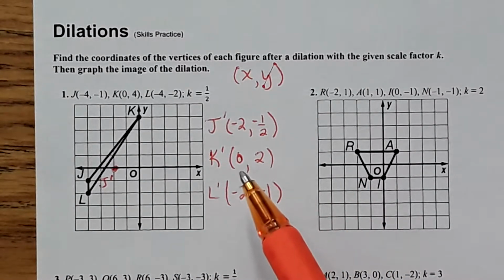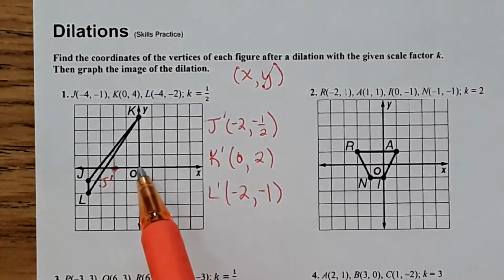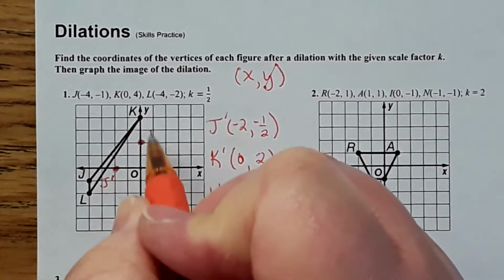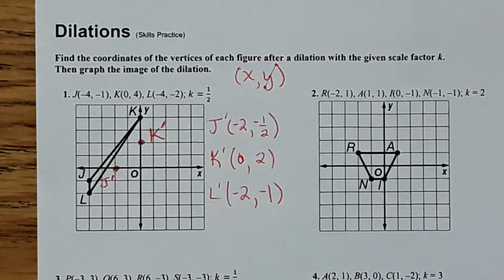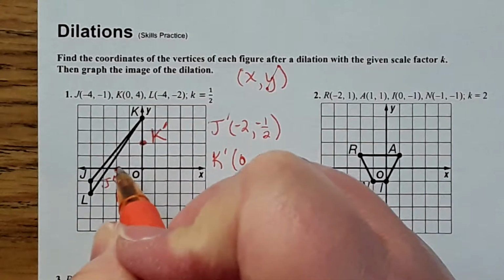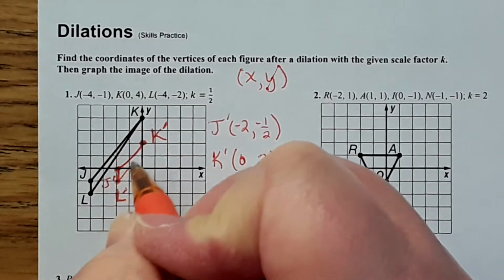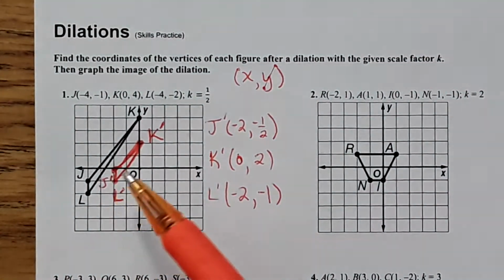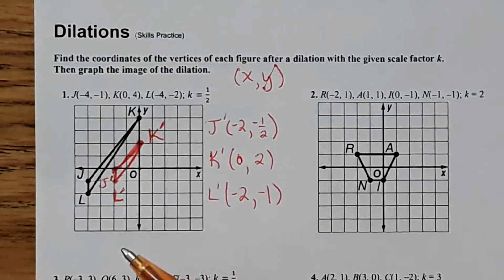K prime is 0, 2, so 0 does not go left or right, but +2 goes up on the y value, and we're going to make sure we label that K prime. And then L prime is -2, -1, so the first value is x, go to the left for -2, and down for -1, label that L prime. So we finish off by drawing our triangle, and there we go. You can see that our triangle is half the original size.